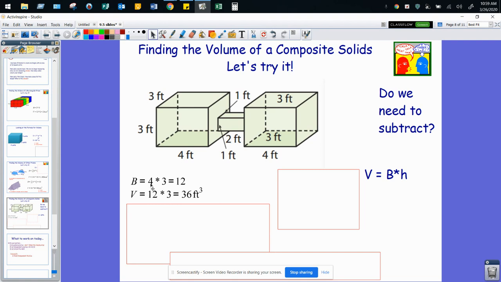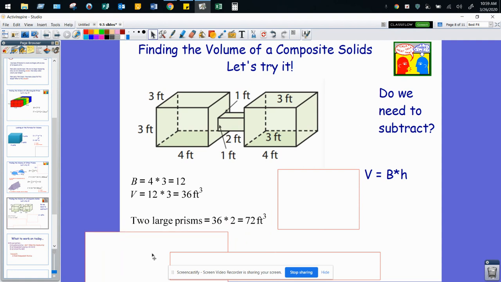the base, big B, is going to be 3, and I can see that side right there, 3 times 4. So that gives me what the base is. So the base is going to be 12, and then the height of that shape is 3. So big B is 12, then times that height 3 to give me 36 feet cubed. But I've got 2 of them, so 72 feet cubed for this shape and this shape.